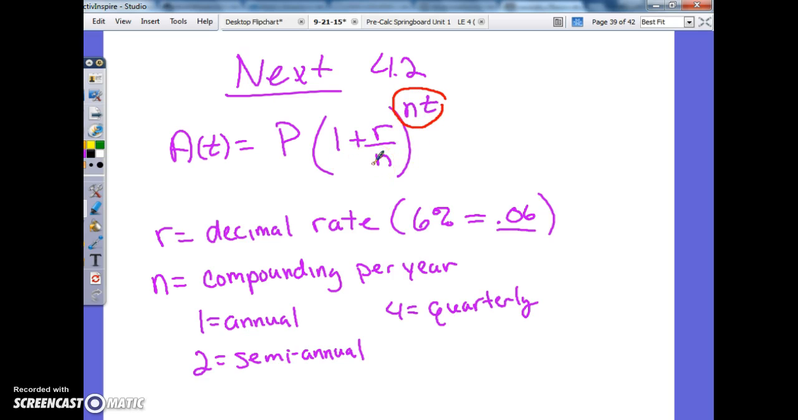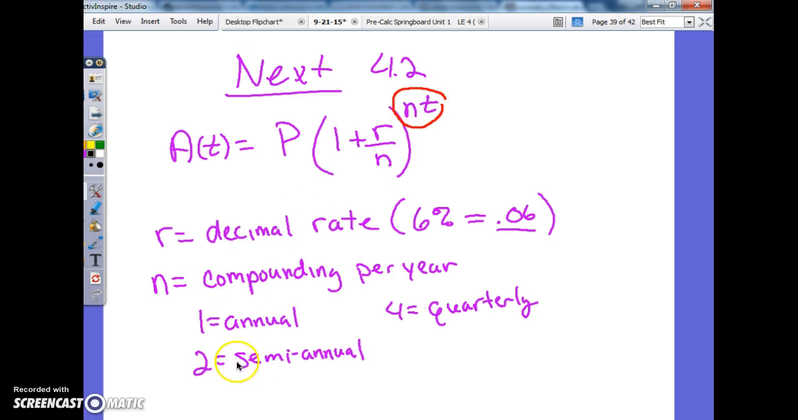So if it's yearly, let's just take a look. R is a decimal rate of 6%, let's say. We convert to 0.06. N is the compounding per year, how many times. So 1 would be annual. So if it's 6%, it's 1 plus 0.06. And if it's annual, N is 1. And if we want 5 years, it'd be 1 times 5.